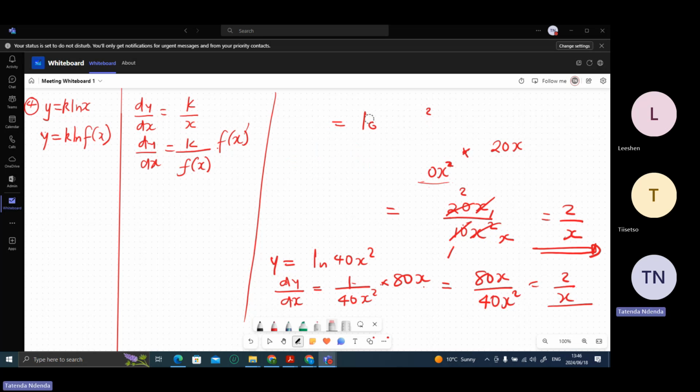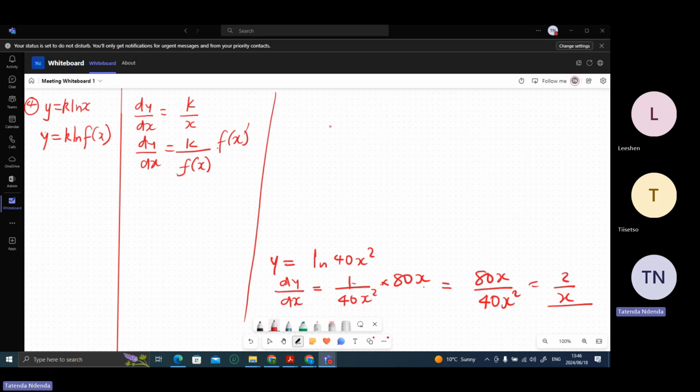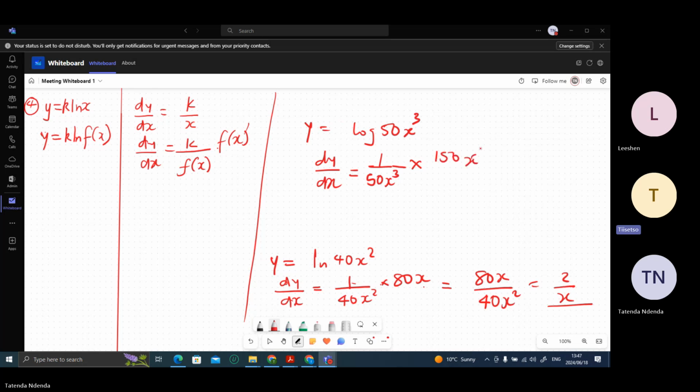So it's your turn now. Let me just erase here. Okay, give me the answers. d over dx is equal to what? It's going to be 1 over 50x cubed times 150x squared.